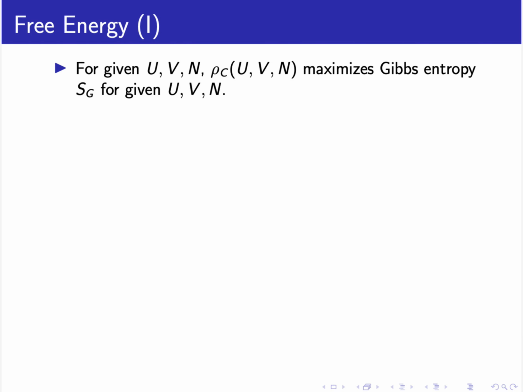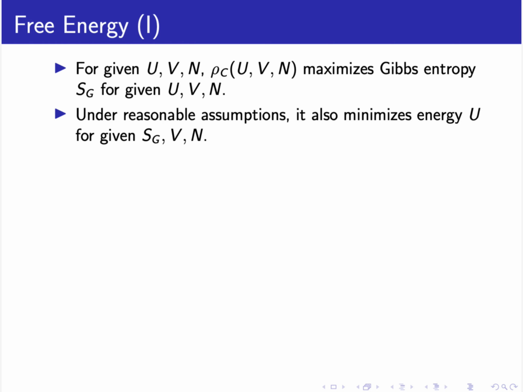So remember, for given parameters, the canonical distribution maximizes Gibbs entropy for those parameters. And under reasonable assumptions, which roughly speaking are the assumptions that mean no negative temperatures in thermodynamics, you can turn that round and say the canonical distribution gives you the maximum Gibbs entropy for given energy and other parameters. So conversely, it gives you the minimum energy for given entropy and other parameters. Now, again under reasonable assumptions, I can invert it. So instead of asking what in the canonical distribution is the entropy for given energy, I can ask what's the energy for given entropy. And just as the canonical distribution maximizes entropy for given energy, so it minimizes energy for given entropy. There are a few caveats there, but it's basically right.